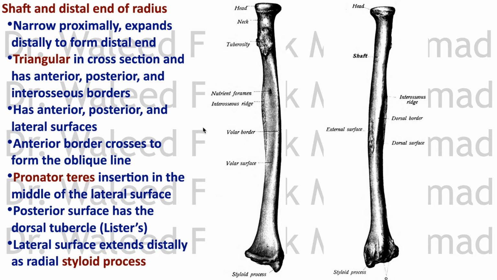It has anterior, posterior and lateral surfaces. The anterior border crosses to form an oblique line, and at the peak of convexity of the radius is the insertion of the pronator teres, where there is a tuberosity. The posterior surface has the dorsal tubercle. This tubercle is called Lister's tubercle, for the extensor pollicis longus. The lateral surface extends distally as the radial styloid process. This is the radial styloid process.